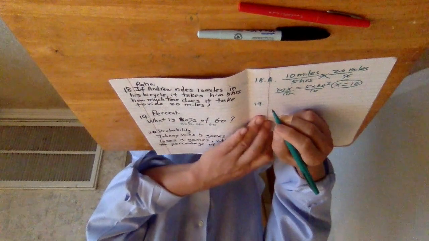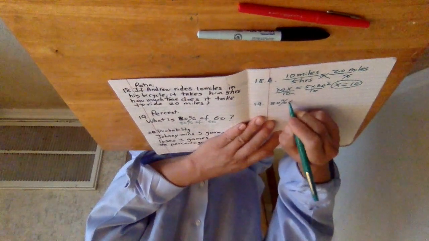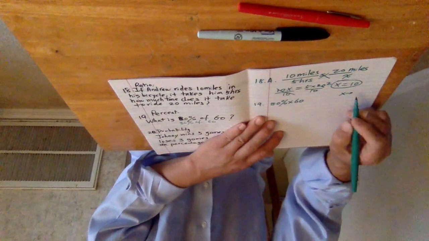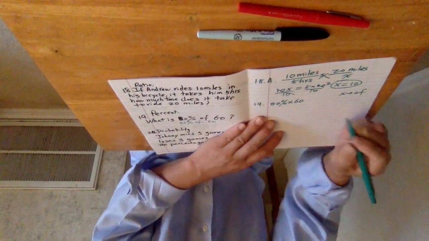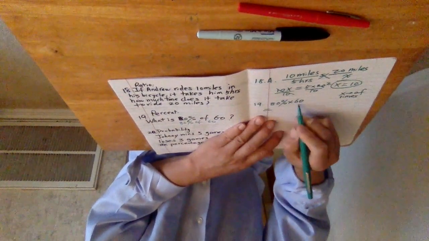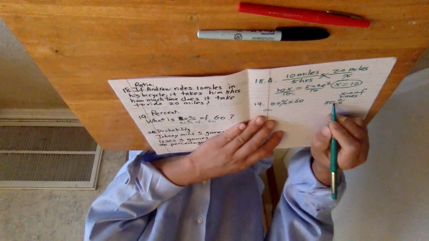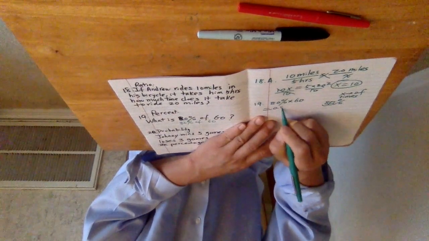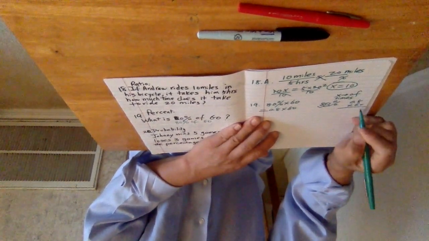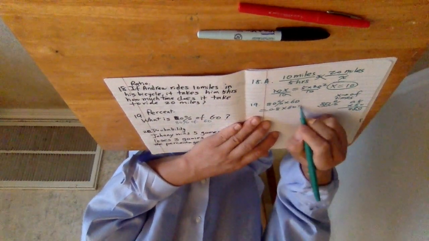Number 19, percent. What is 80% of 60? When you have a GED problem with a percent, of always means multiply, times. So we have 80% times 60. We can change the 80% into a decimal from here. Move the decimal point 1 place to get 0.8 times 60. 6 times 8 is 48. We have 1 decimal place, so the answer is 48.